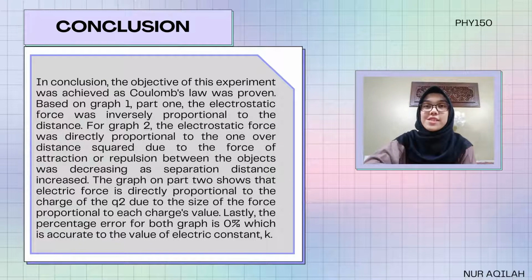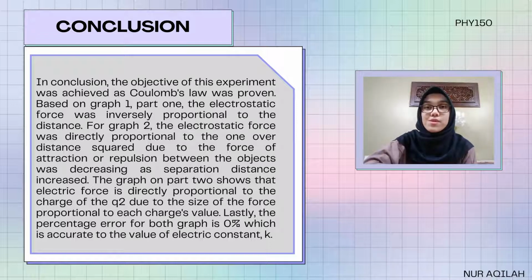In conclusion, the objective was achieved as Coulomb's law was proven. Based on graph 1 of part 1, the electrostatic force was inversely proportional to the distance. For graph 2, the electrostatic force was directly proportional to 1 over distance squared, due to the force of attraction or repulsion between the objects decreasing as the separation distance increased.